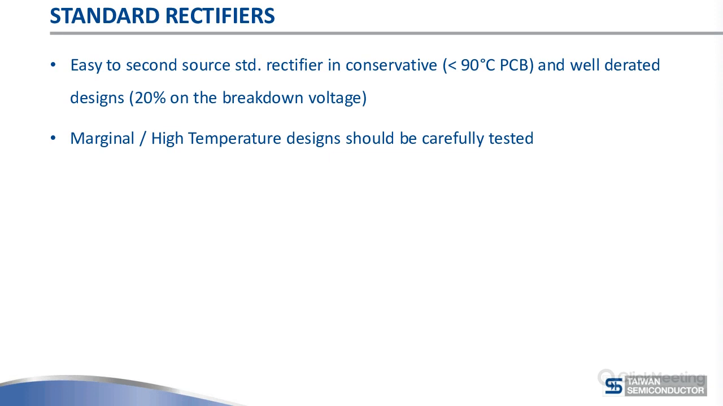We're going to have a very quick and simple summary. If you're cross-referencing standard rectifiers, I don't want to make it more difficult than it is, or make it sound very difficult or something like that. It's not that complex if you know some of the pitfalls or some of the problems you may have. If you have a conservative design, let's say you limit your PCB temperature to 90 degrees C, and you derate, let's say, 20% on the breakdown voltage, and also you derate well on the surge current, the other absolute maximum value rating, then in that case you are probably safe.